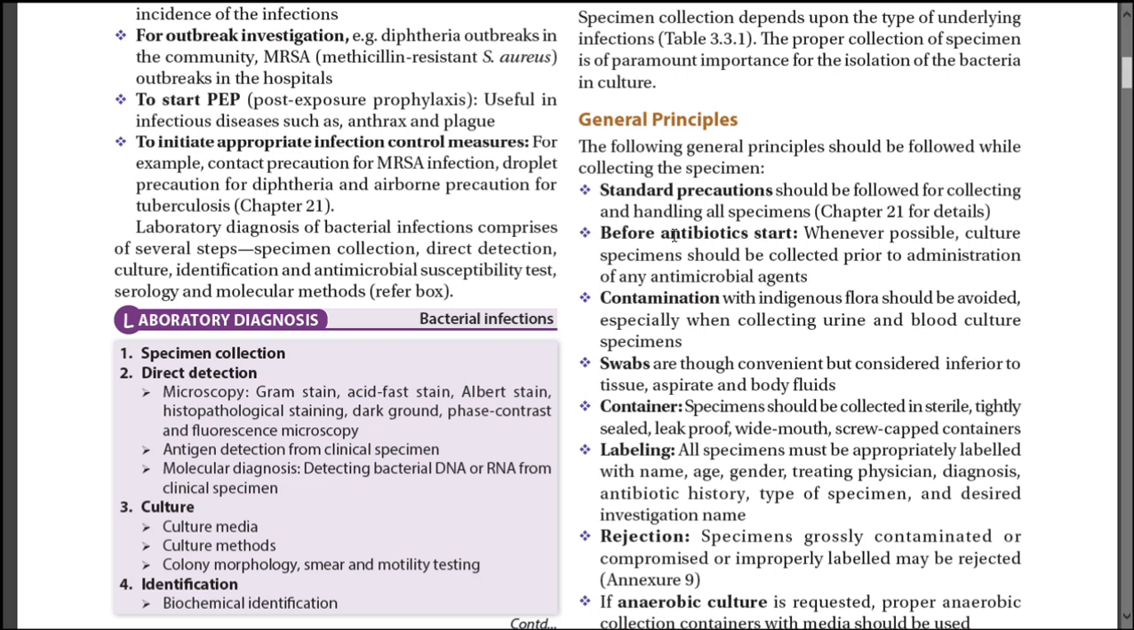The first one is that standard precautions should be followed for handling all specimens, and cultured specimens should be collected prior to any use of antimicrobial agents. For example, if a bacteria has already interacted with any antimicrobial agents, then such bacterial samples are not allowed. So we want bacterial samples that have not undergone any exposure to antimicrobial agents.